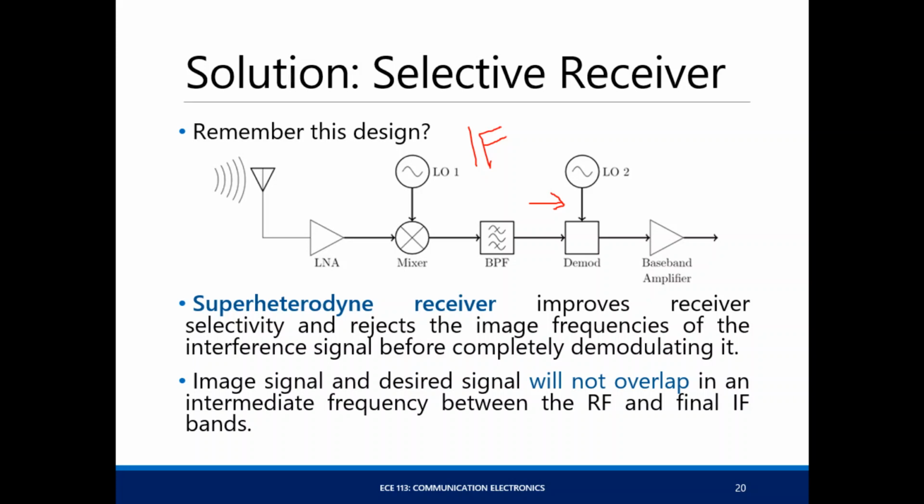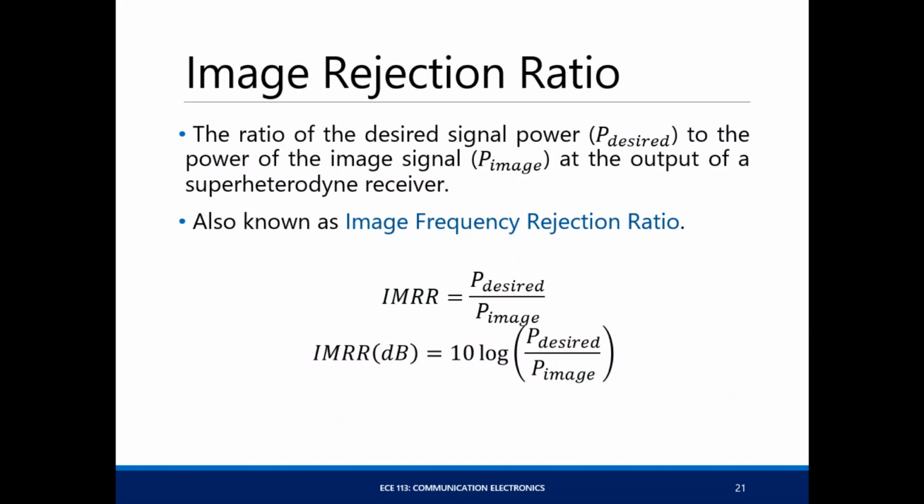Okay. We now look at an important parameter for your mixer or your receiver in general, and that is your image frequency rejection ratio. Basically, after demodulating it, filtering everything out, the image frequency rejection ratio is equal to the power of the desired divided by the power of the image.